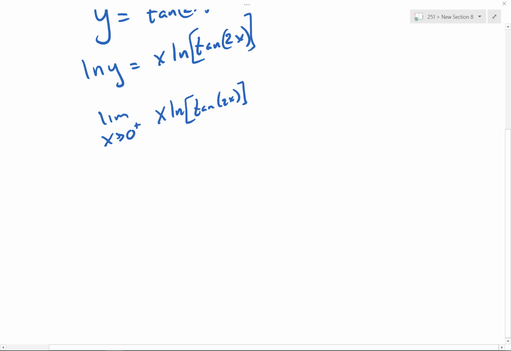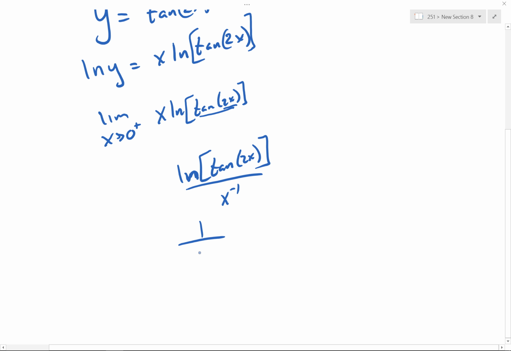So this is how it's done. So I plug 0 in, I'm going to get 0 times, and then we know the tangent of 0 is 0, and then the ln of 0 is infinity, so it's technically negative infinity. That's a problem. So then the question is, well, what can we do about that? Well, the way to fix that is to rewrite this as the ln of tangent of 2x over x to the minus 1. That's exactly the same function.